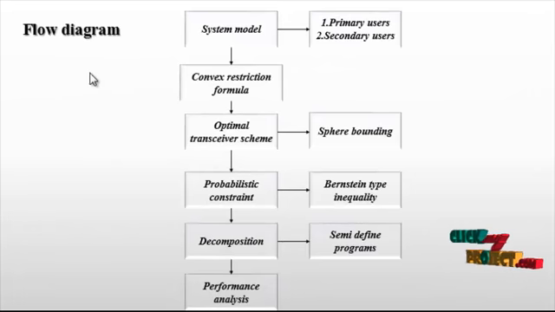Let us discuss the flow diagram of the project. So, this is the overall flow diagram. First of all, the system model. In the system model, we present the primary user and the secondary user, and then the convex restriction formula. In this paper, we consider outage-based precoder optimization. Specifically, the scenario of interest is multi-user MISO downlink, with Gaussian CSIR.